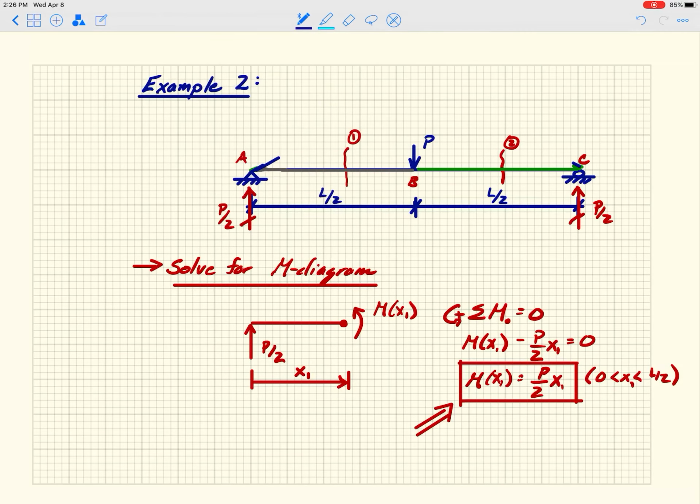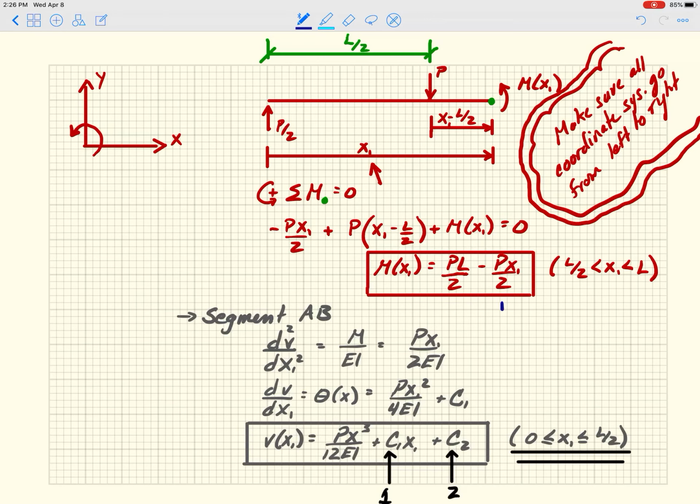Okay, so now if I go back one, I can erase this guy, I will draw what that moment diagram looks like. It looks just like this, and the peak moment there is PL over 4. So if I plug in L over 2 for x1 here, I get PL over 4. If I plug in L over 2 for x1 here, I also get PL over 4.